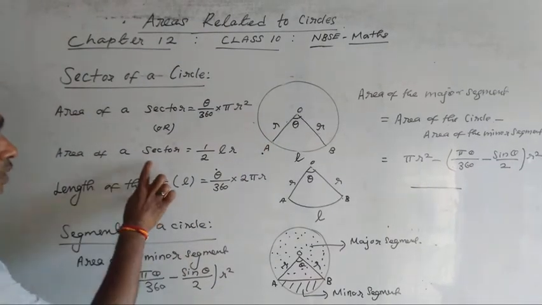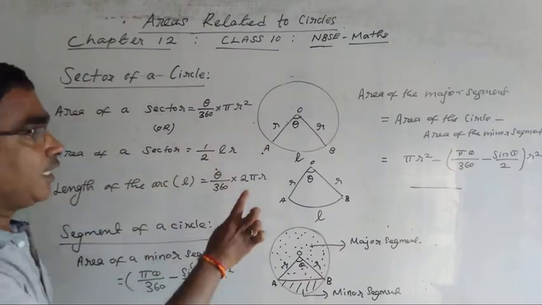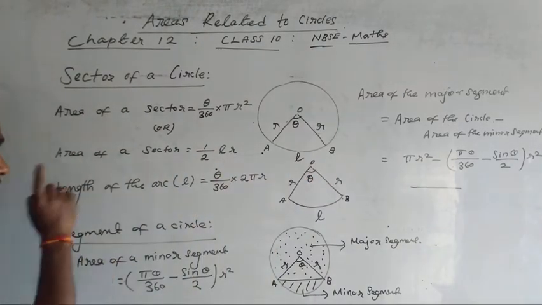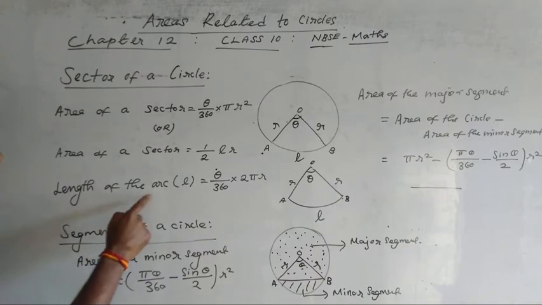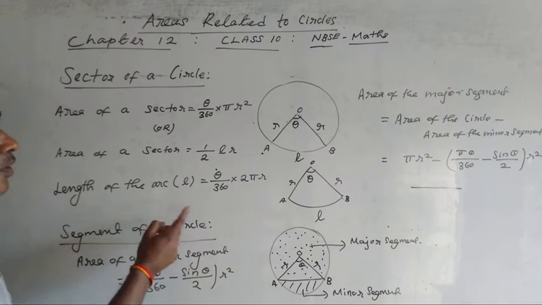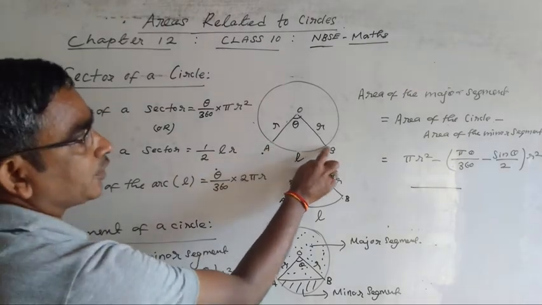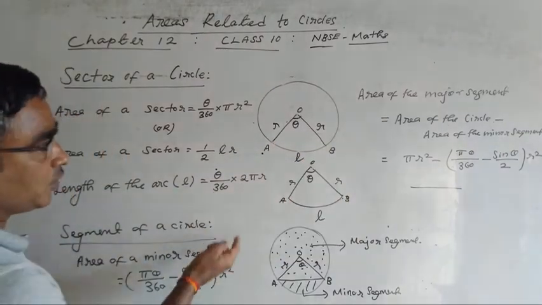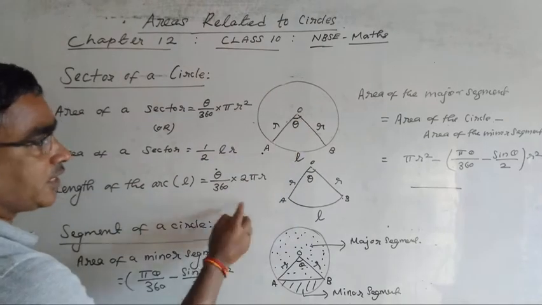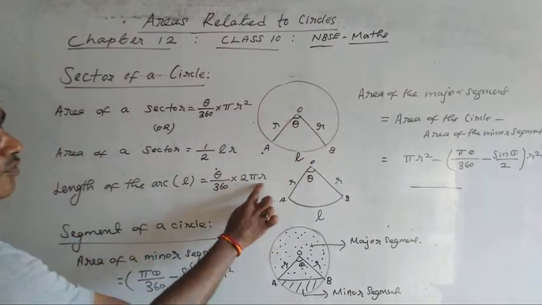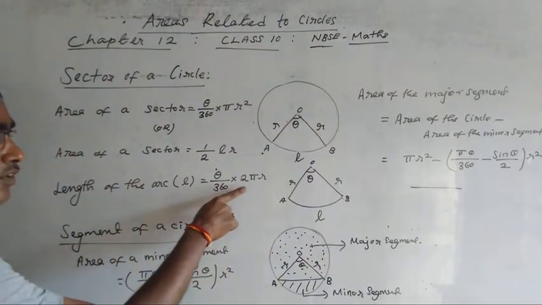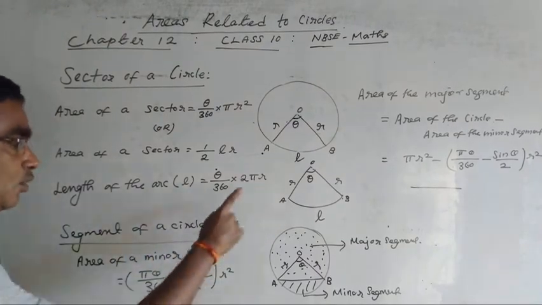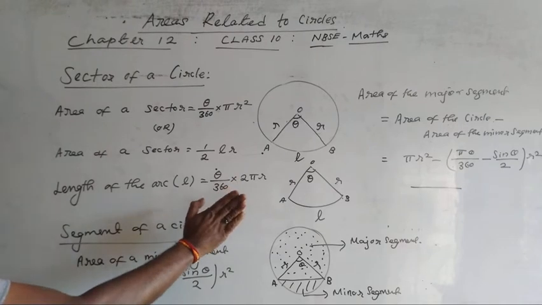We can put another formula: area of sector is 1 by 2 L into radius, where L is the length of the arc. You multiply and you'll get the area of the sector. You'll memorize the formula. So what is the length of the arc formula? Length of the arc means this AB length, from A to B. To find the length of the arc, it is theta out of 360 into the circumference of the circle. Circumference formula is 2 pi r. So theta by 360 into 2 pi r. So we got the formulas.